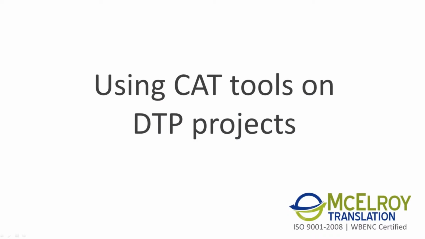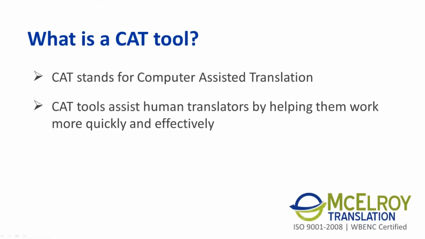I'm going to be talking to you today about using CAT tools for DTP projects. So you probably know that DTP stands for desktop publishing. It's a common term for brochures and other things that are going to print or for the web. CAT tools, that's a standard translation industry abbreviation for computer-assisted translation. The tools help a human translator by allowing them to work more quickly and effectively.